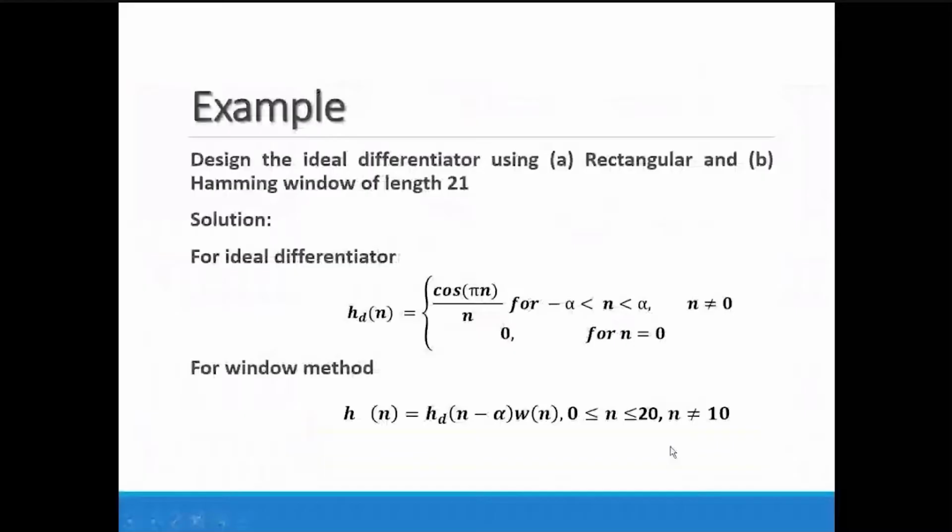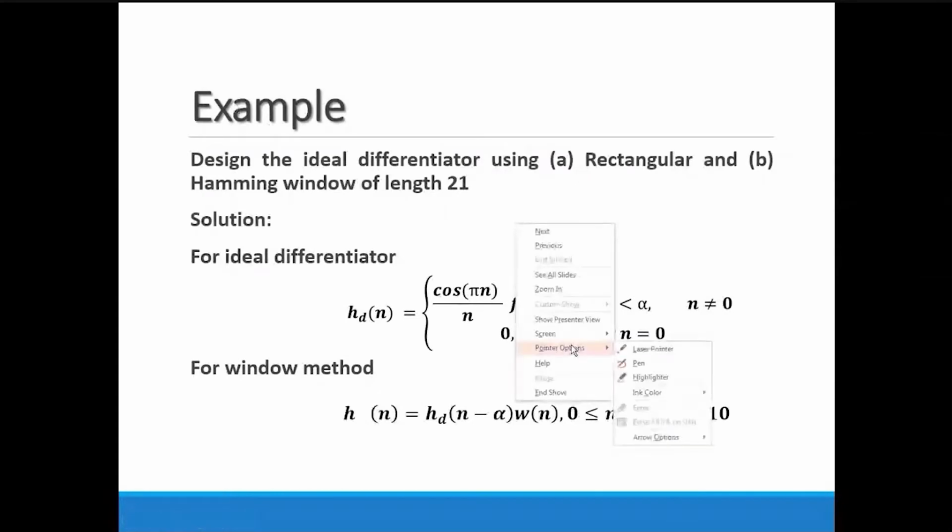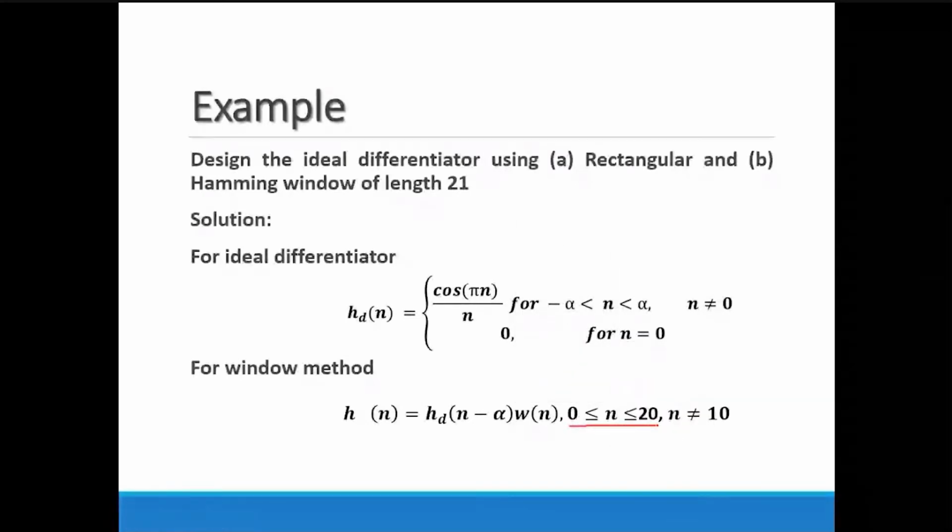Using the windowing method, we can write h(n) equal to hd(n) minus alpha into omega(n), where 0 is less than or equal to n less than or equal to 20, because here the length is given as 21. So we have to calculate the samples from 0 to 20, and 10 is nothing but your line of symmetry. So we are taking n not equal to 10. So h(n) is equal to hd(n minus alpha) into omega(n). This will be the equation of h(n) using the windowing method.